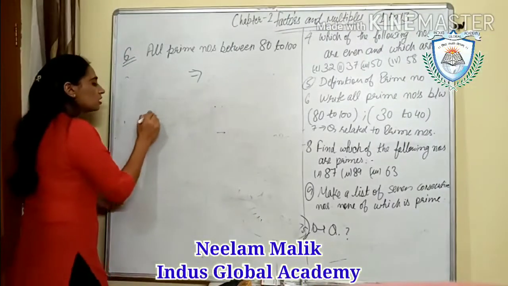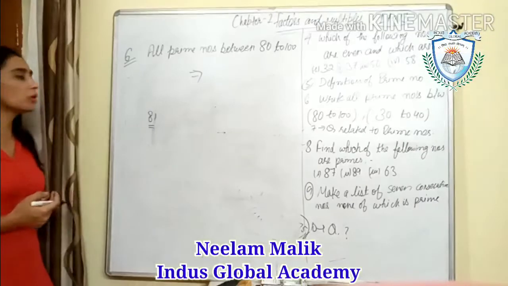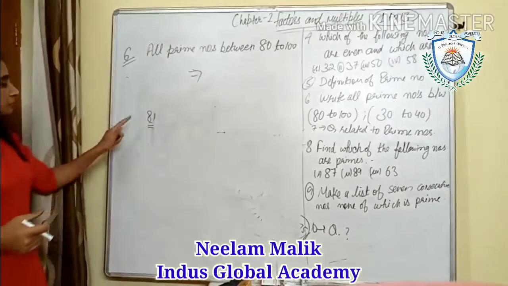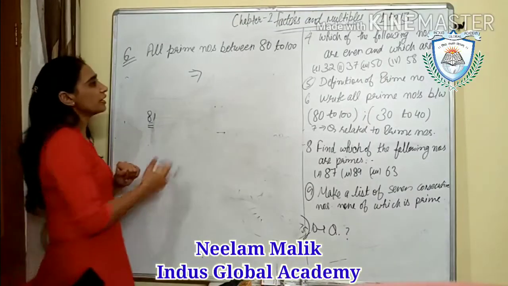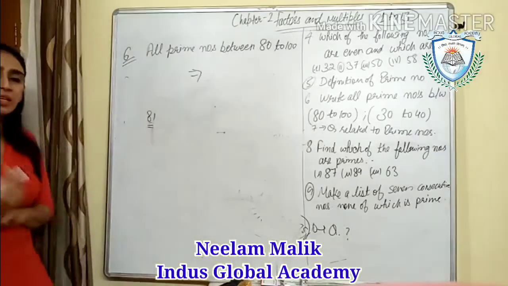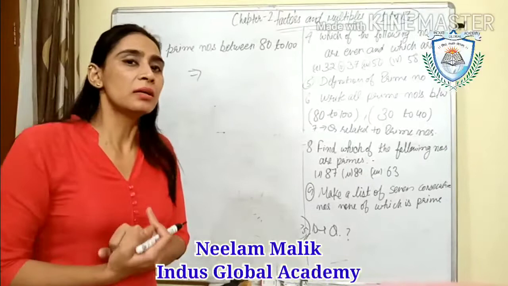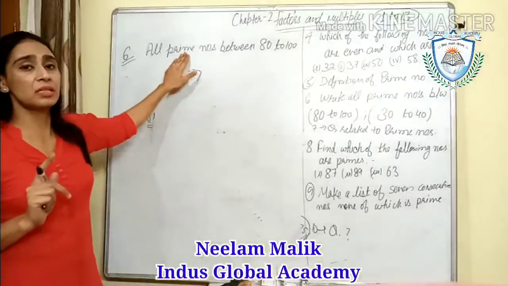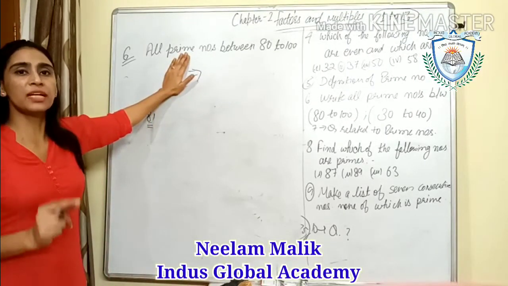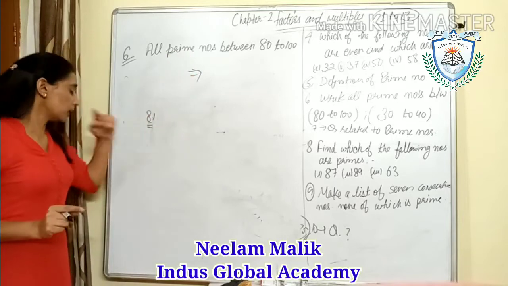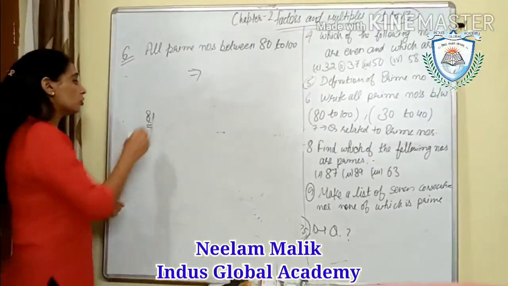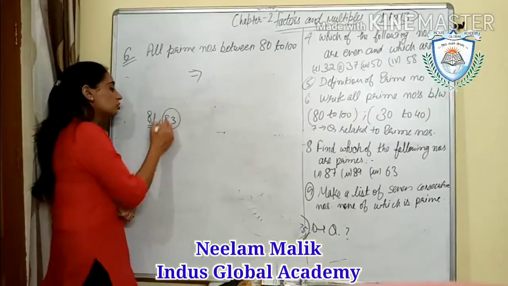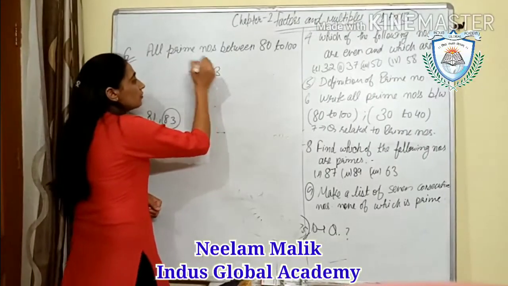Is 81 coming in any table? Yes, it is coming in the table of 9, and it is also divisible by 3 because the sum of digits is 9. Now after that, 82 is an even number, and even numbers are not prime numbers. Only 2 is an even number that is prime. After that, we check the odd numbers. So 83, check whether 83 is coming in any table or not. No, 83 is not coming in any table.